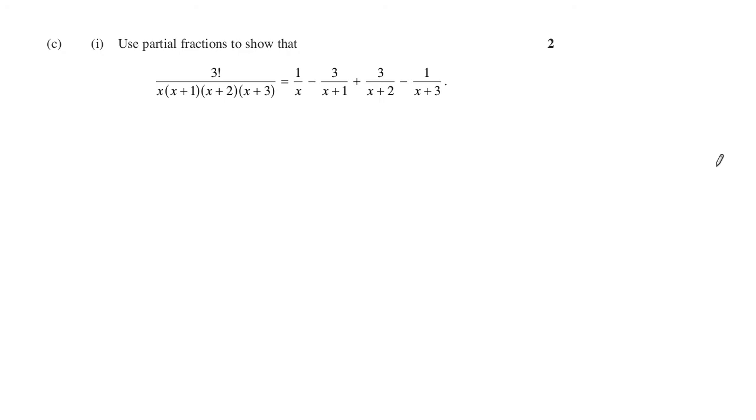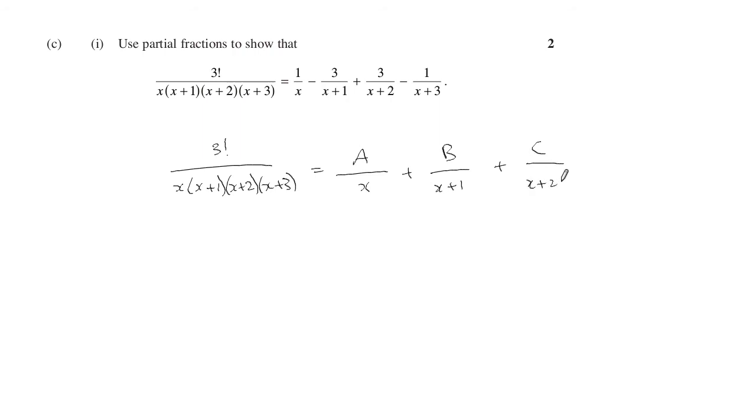Part C. Okay, so we want to start by assuming that we don't know what any of these numbers are, and we're going to derive them. So we're just going to have a on x and b on x plus 1, c on x plus 2, and d on x plus 3. And then we have to solve for these. So what we're going to do is multiply both sides of the equation by all of this. So the a on x times all of that, that x is going to cancel with that, and there'll just be these left.